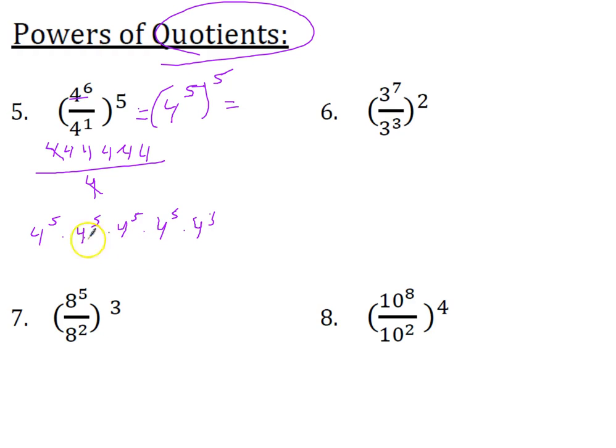And we're going to add up how many 4s we have. So here we have 5 4s. Here we have 5 4s. Here we have 5. Here we have 5. Here we have 5. So we add up all of the 4s.